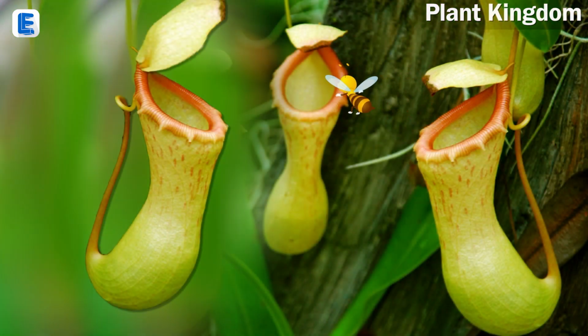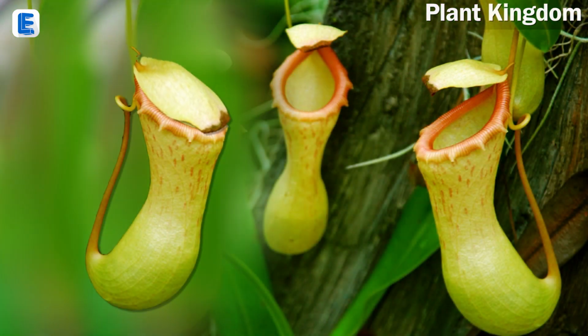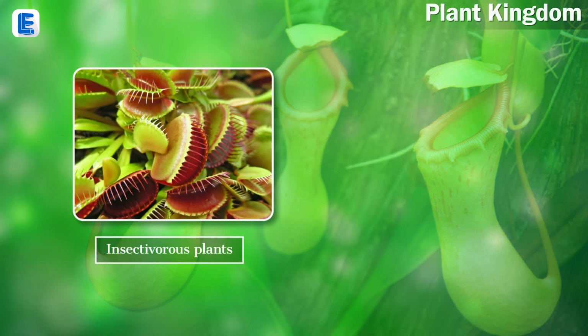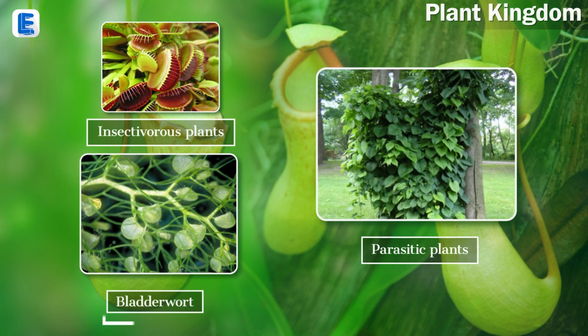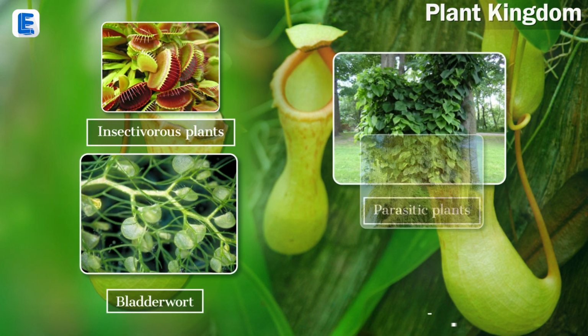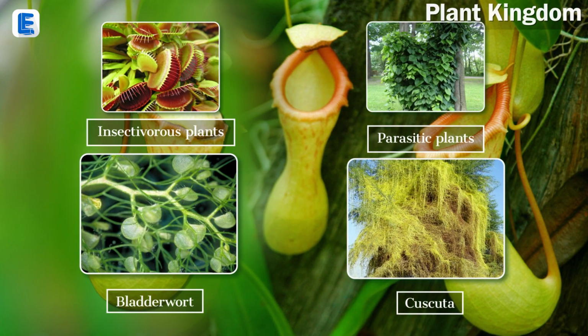In the plant kingdom, some plants are partially heterotrophic. Examples are insectivorous plants or parasitic plants. An example of an insectivorous plant is bladderwort. An example of a parasitic plant is cascada.